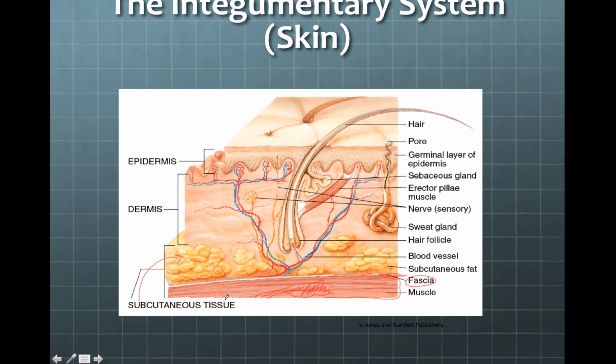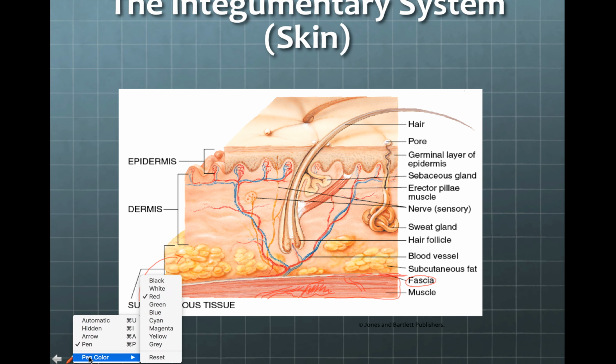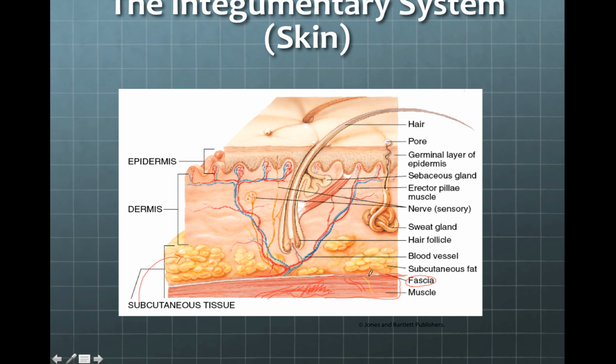So you will often have small blood vessels that run through here, right? And you might also have nerves that run through there as well. And both the blood vessels and the nerves will get compressed by that increase in pressure. So the fascia is notable in that regard.